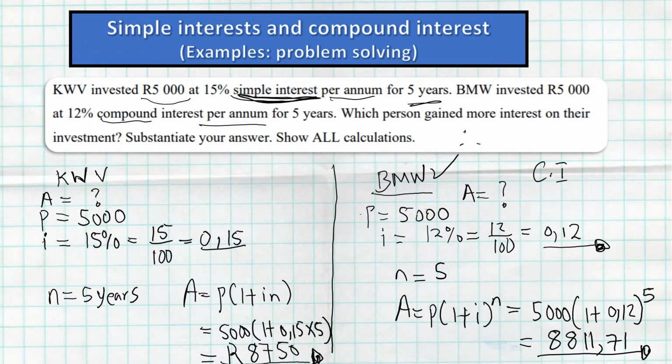So you conclude that BMW is the one who gained more. You can see he gained more because he got 8,811.71, and this one got 8,750. So if you want to invest, definitely you'd go for compounding interest, right? Because it seems as if it's the one that gives more.